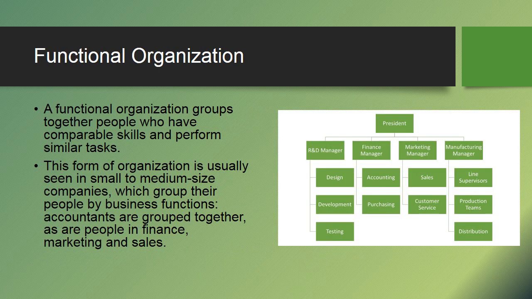A functional organization groups together people who have comparable skills and perform similar tasks. This form of organization is usually seen in small to medium-sized companies, which group their people by business functions. Accountants are put together, as are the finance people, the marketing and sales people, and so on. So over here on the right-hand side, you're going to see a small company. The president has 4 VPs, pretty much. The R&D guy, that's the research and design, the finance woman, the marketing guy, and the manufacturing woman.